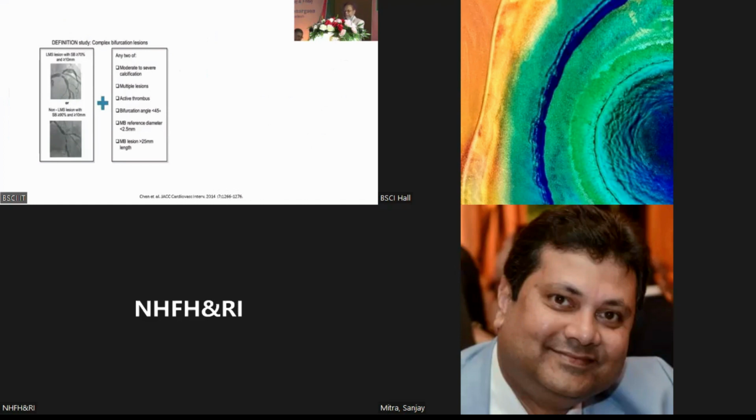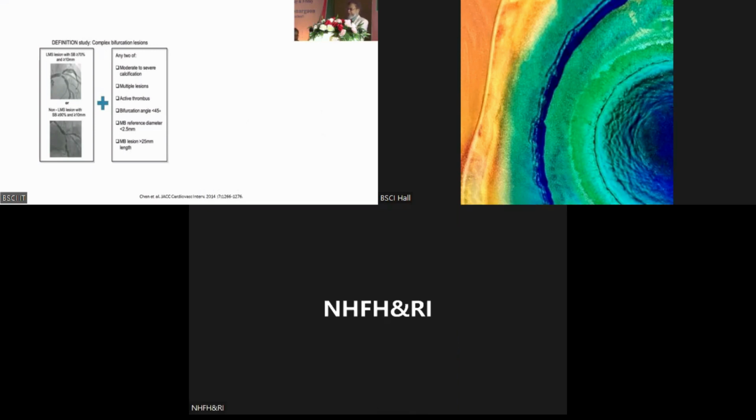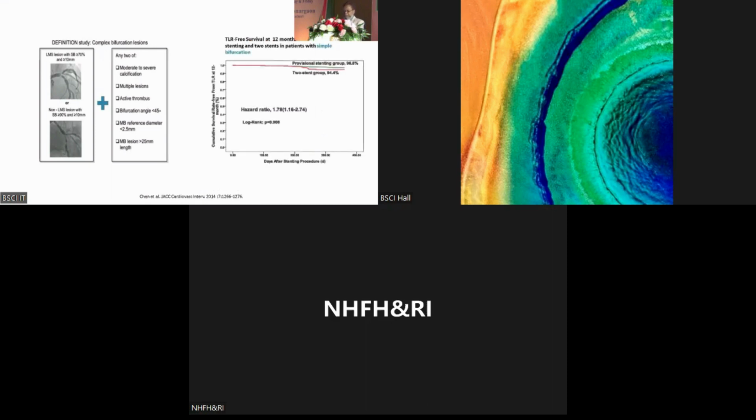Here I would like to say only when we shall have to consider double stent strategy. If we see the features on the right end picture, there is moderate to severe calcification, multiple lesions, and active thrombus, bifurcation angle less than 45 degree, main branch reference diameter less than 2.5 millimeter, and main branch lesion more than 25 millimeter. All these scenarios include complex bifurcation. And whenever there is complex bifurcation, only then we shall have to think about upfront double stent strategy.